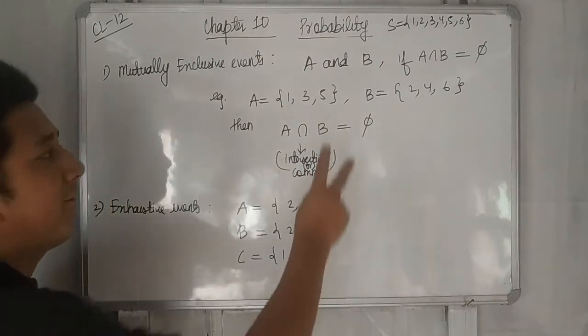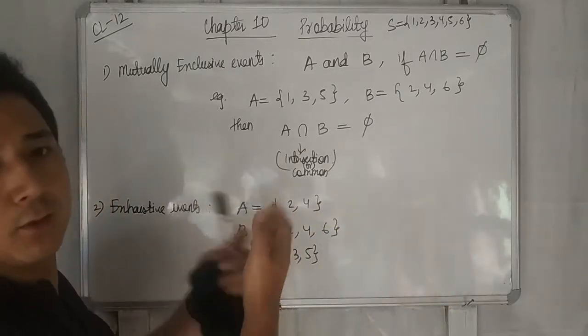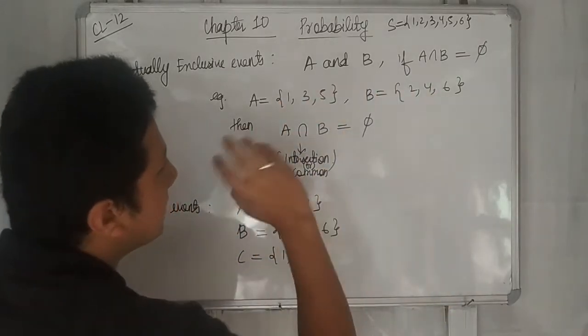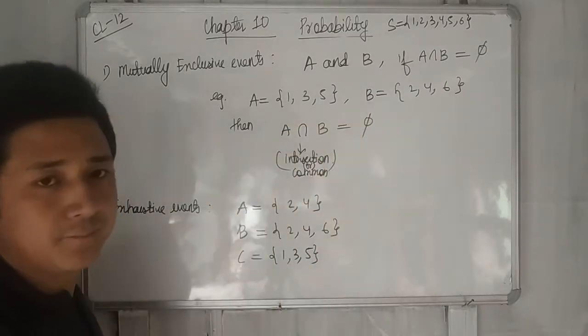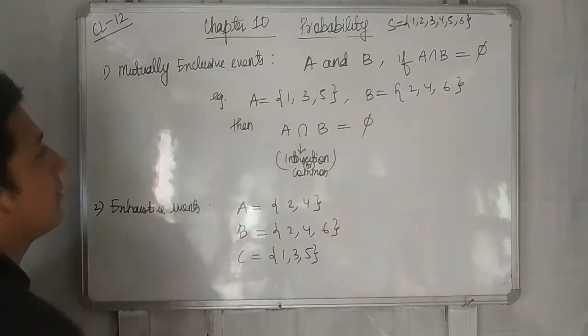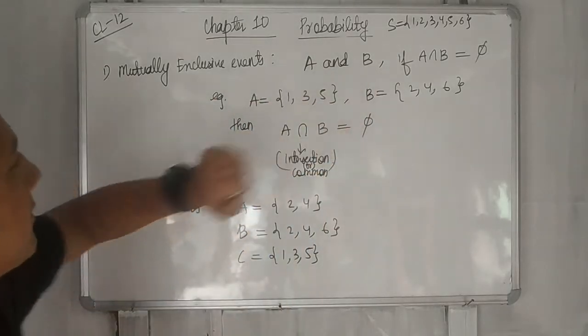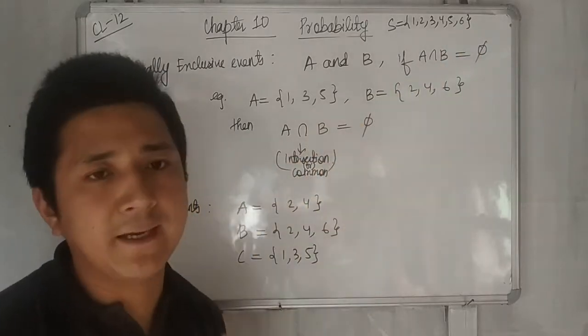Okay, and if I now check the common elements between A and B, what is the intersection? There is nothing common out here. So the intersection is phi, which means it is a null set. Okay, so what are these two types of events called? These events are called mutually exclusive events if their intersection is phi.